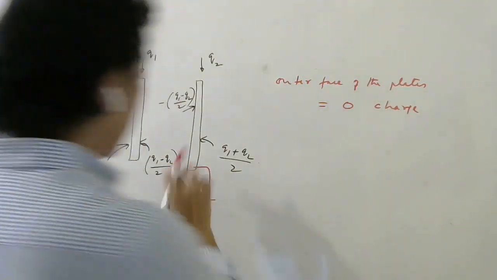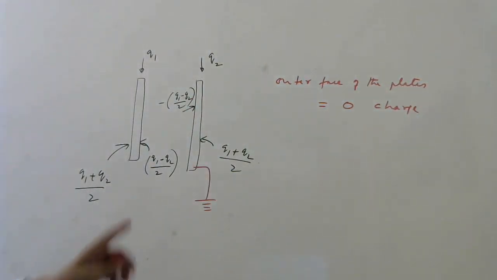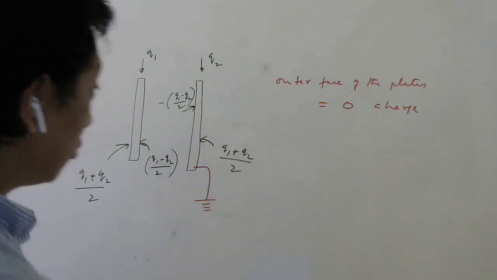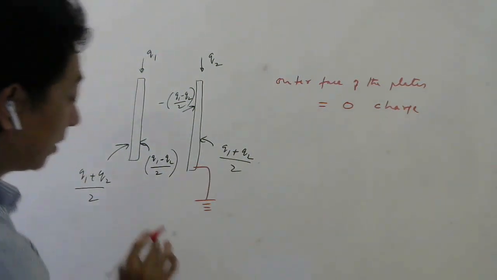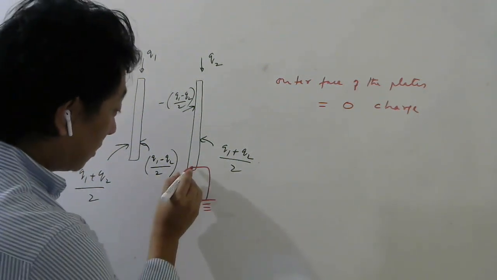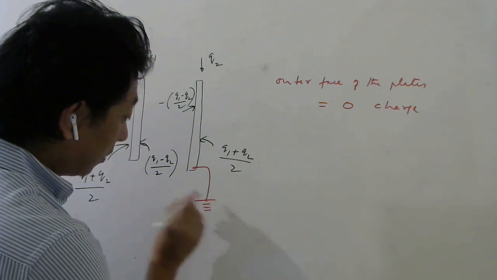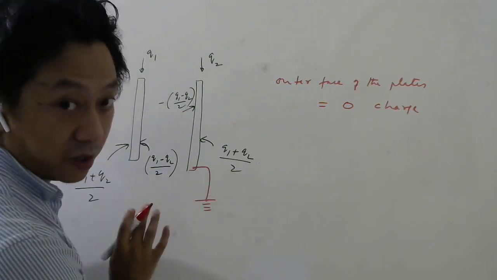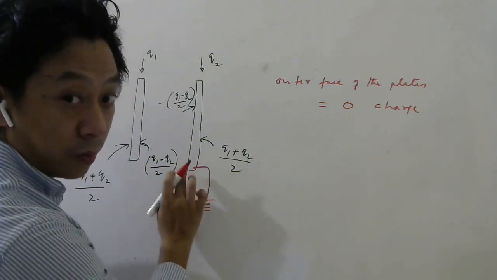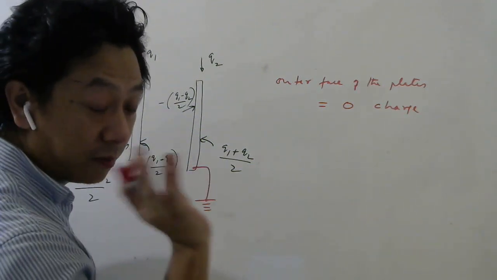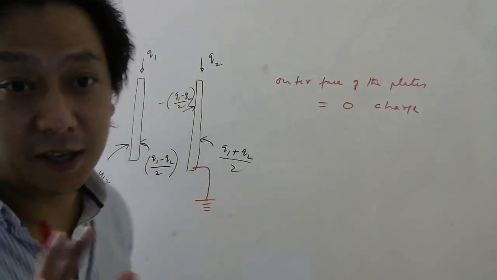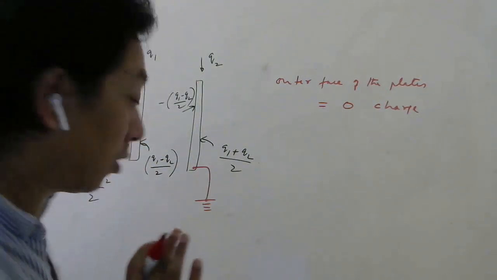If you connect any one of the plates to ground, the outer face should have zero charge. The reason for this is very simple. Look here, if you connect this to ground, that means this point and this point will be at what potential? Same potential. Remember, 0 volt, 0 volt. So if there is no potential difference, this is very important, a very subtle point. You will hardly find this explanation in textbooks, so concentrate properly.